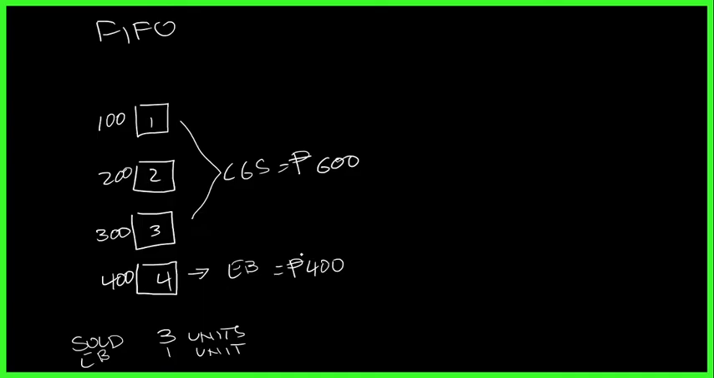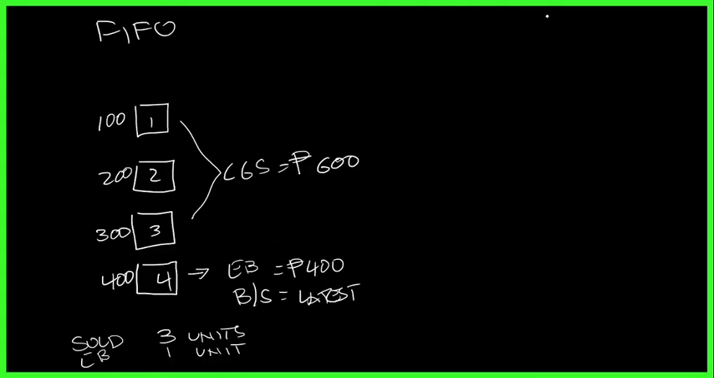Okay, di ba? So for first in, first out, you will notice that the ending balance, okay, this one will be found in your balance sheet. It will be reflected, no? Your inventories in your balance sheet will be reflected at the latest, the most updated price. Okay.